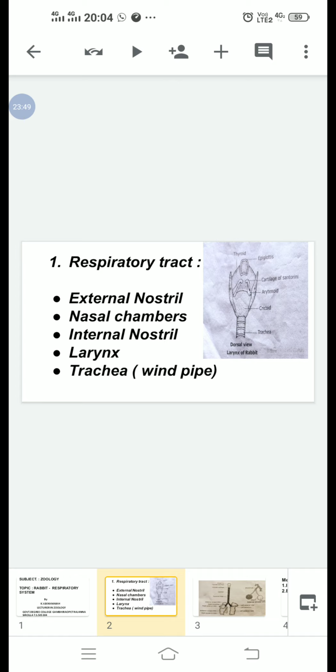Internal nostrils: the two nasal chambers open into the pharynx by a pair of openings called internal nostrils. The region of the pharynx where the internal nostrils open is called the nasopharynx. The pharynx is the common passage for food and air. The floor of the pharynx has a slit-like opening called the glottis. It is covered by a bilobed flap called the epiglottis. The epiglottis closes the glottis during the swallowing of food or water. The glottis opens into the larynx.